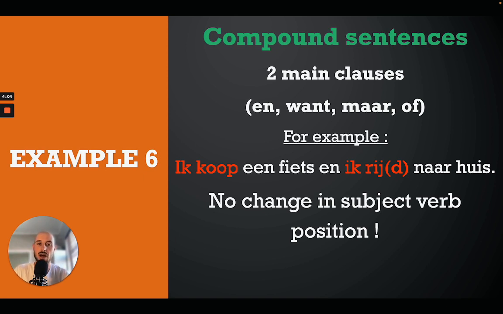En, want, maar, en of. Ik koop een fiets en ik rijd naar huis. Ik koop, subject, finite verb, beginning. En, just after our conjunction, ik rij or ik rijd, subject, verb. Nothing changes, just like in English. With these four, 99.9% of the cases, you'll always be correct.